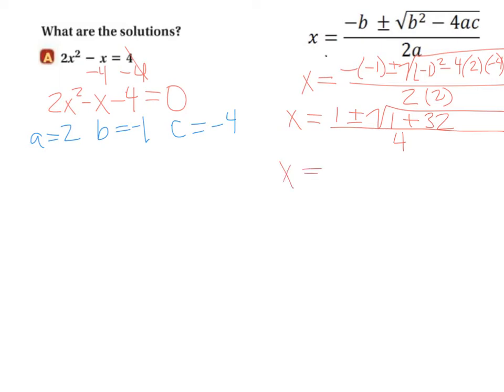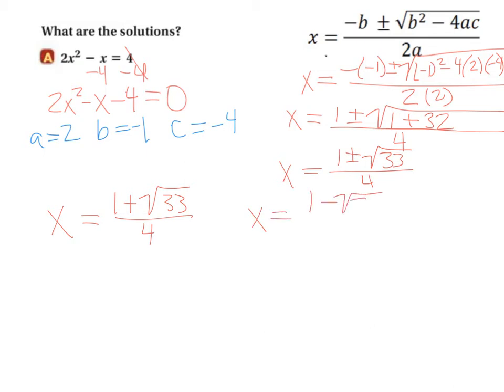Okay, so we are going to have 1 plus or minus the square root of 33 over 4. So our two answers will be x is equal to 1 plus the square root of 33 over 4, and x is equal to 1 minus the square root of 33 over 4. So again, we are going to have to do approximations here.